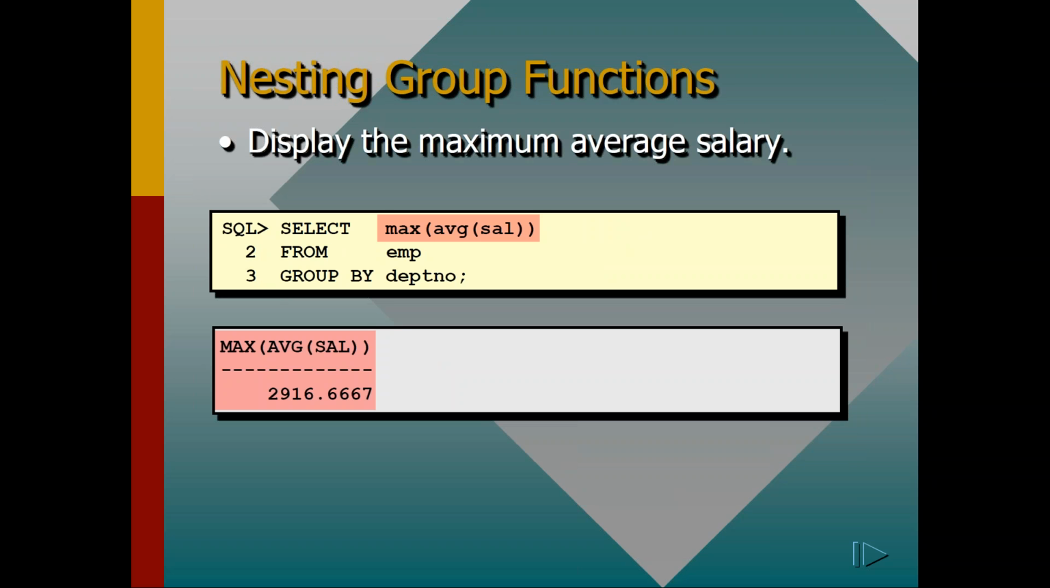Here is nesting the group functions, finding the maximum of the average salary. So finding the highest average salary for a department. That's how it's done.